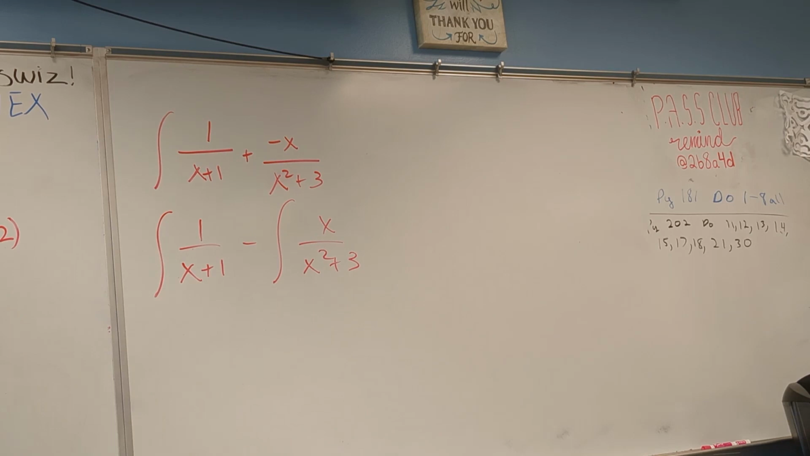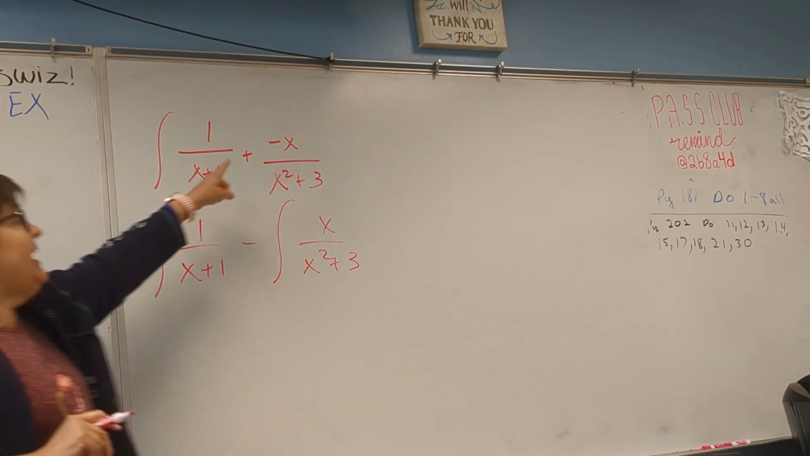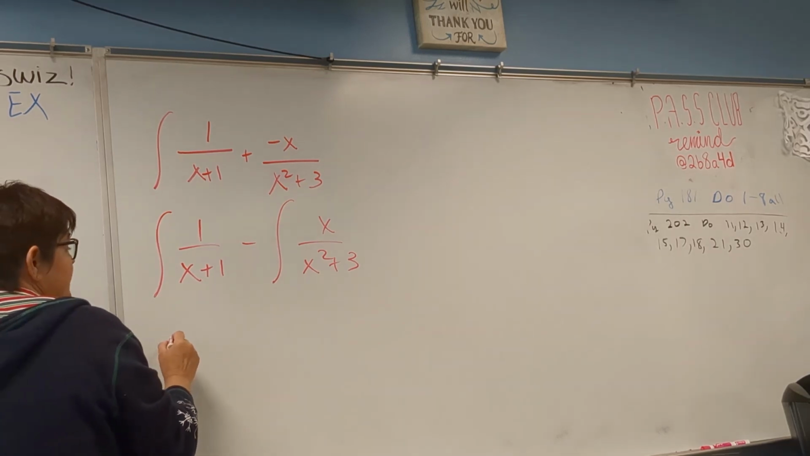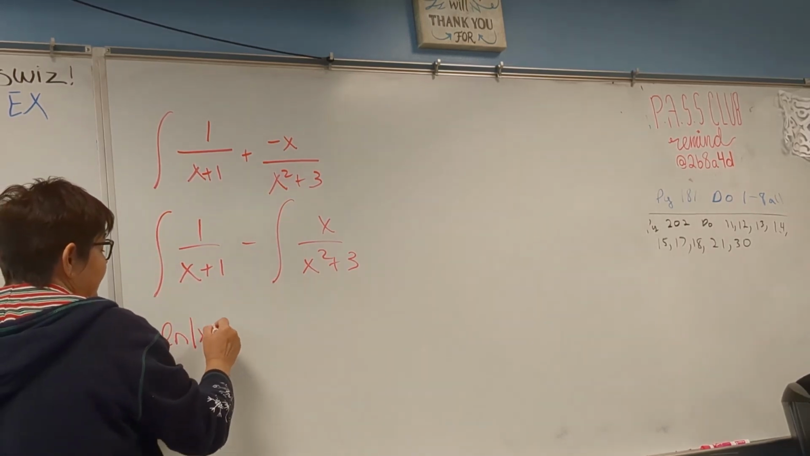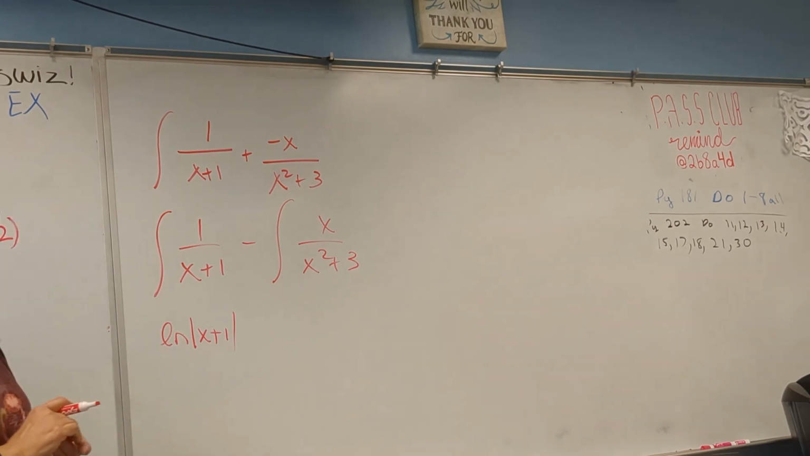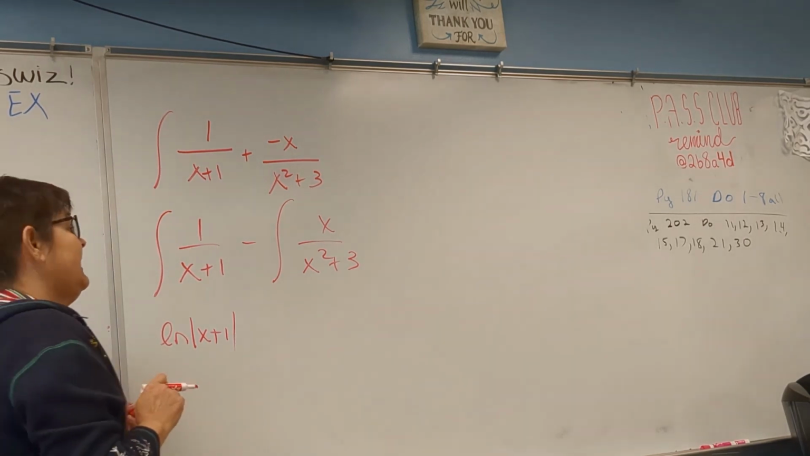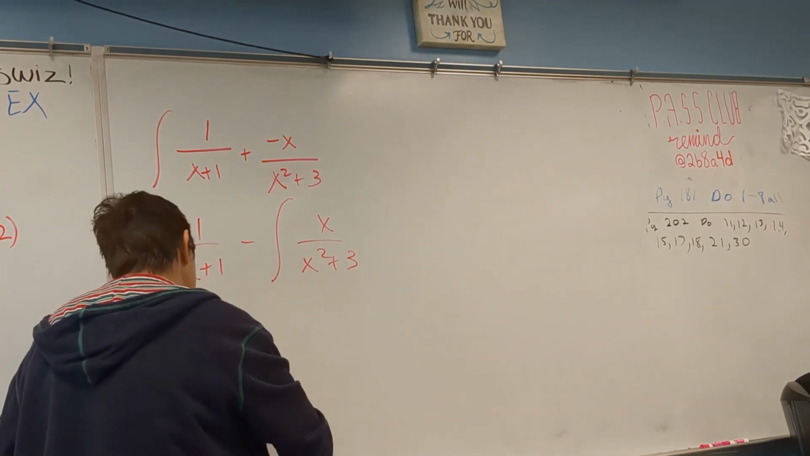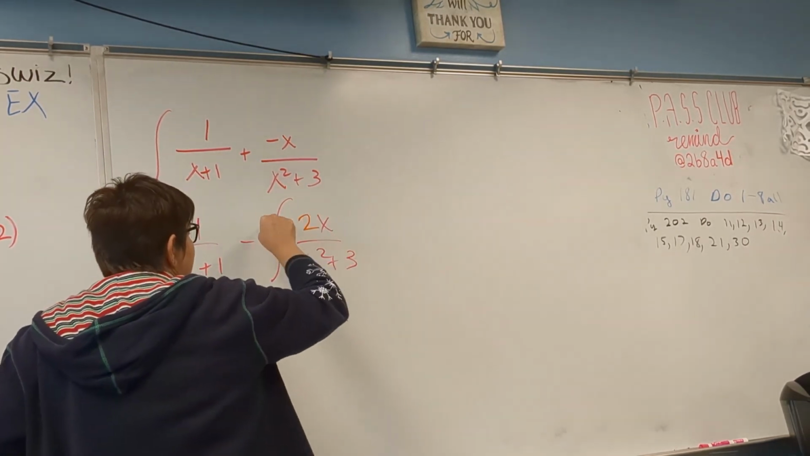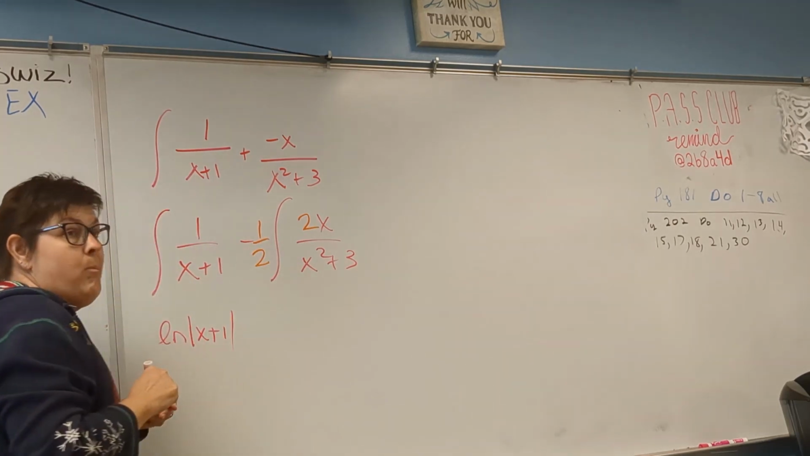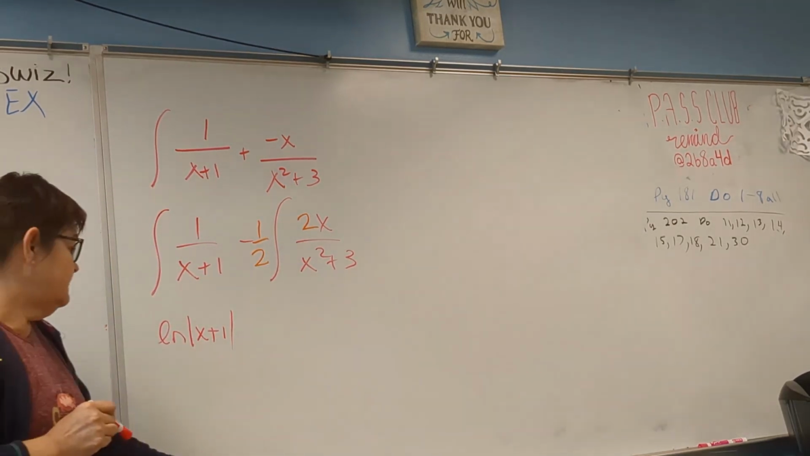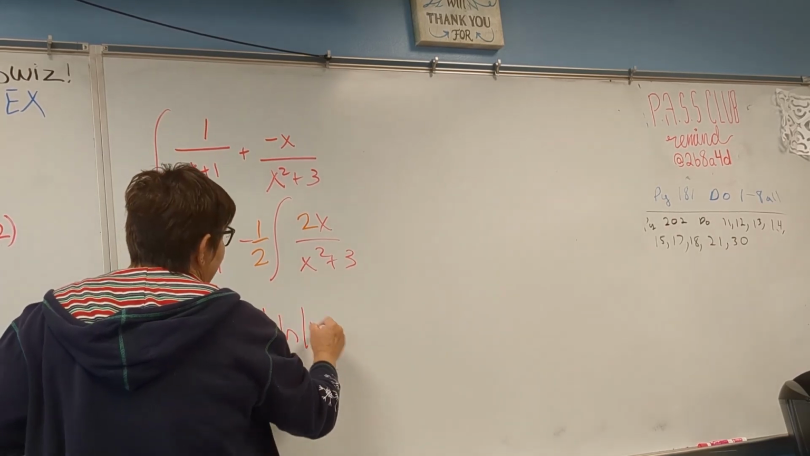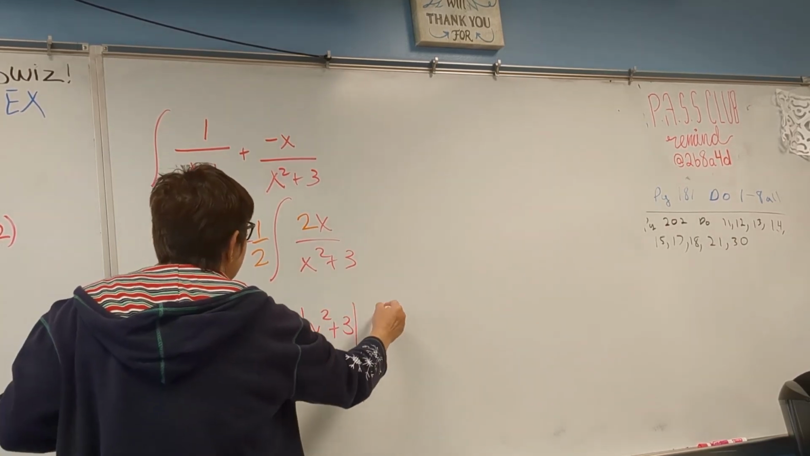Why are you subtracting it? Because you see the original had plus negative x. I'm just going to pull that negative out to the front. So now I have du over u. So it's the natural log of the absolute value of x plus 1. And then this guy is, if I took a derivative, I got 2x. So I need to plug in a 2 here, which means I pull out a 1/2. So minus 1/2, the natural log of the absolute value of x squared plus 3 plus C.